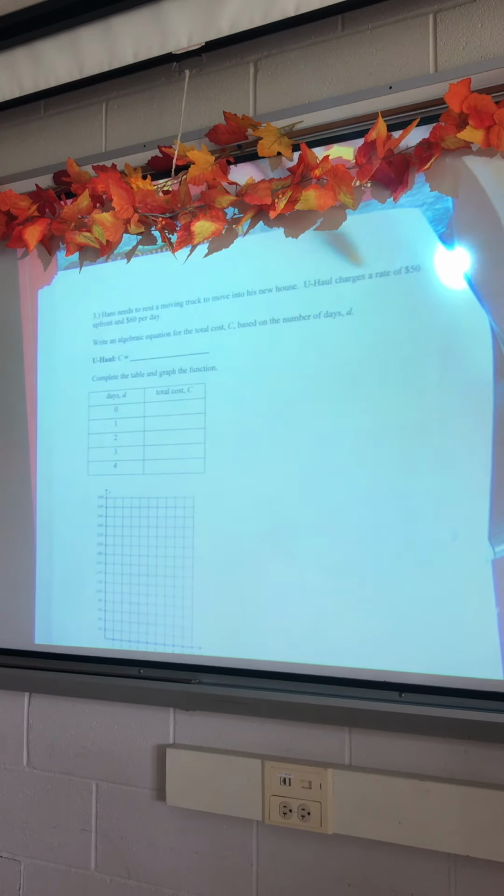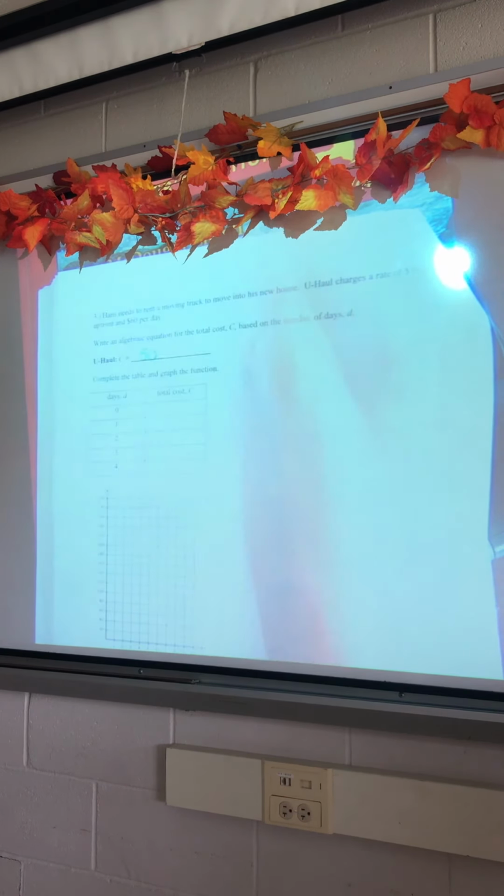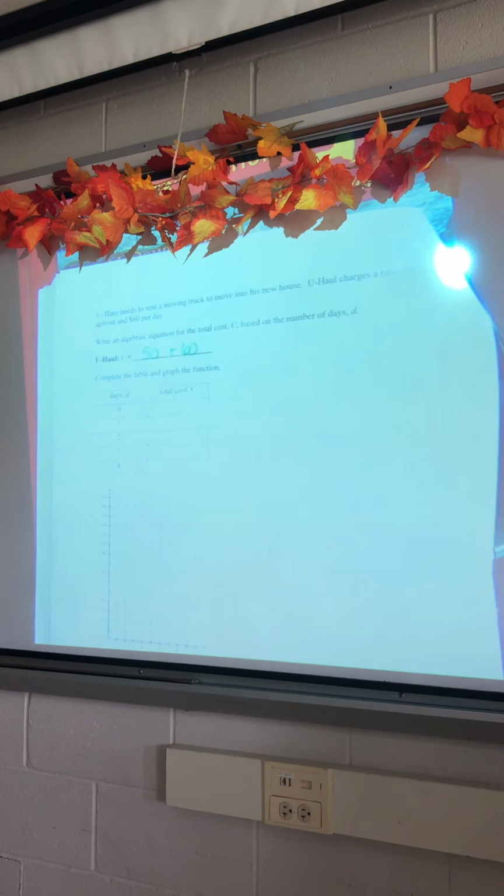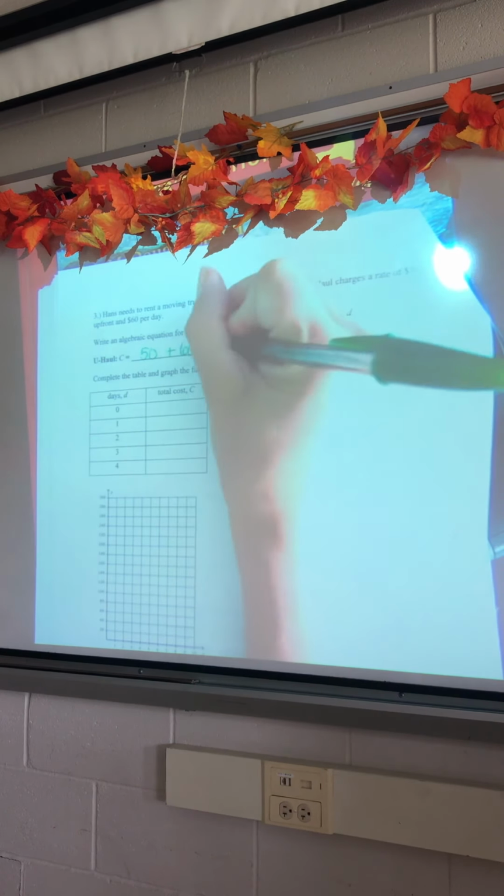So it says that they charge $50 up front. So that's going to be my starting cost. So I'm just going to put 50. And then plus, they say $60 per day, and we said that our number of days is represented by D.